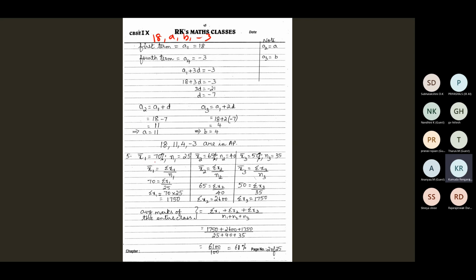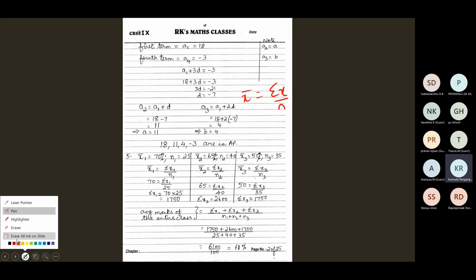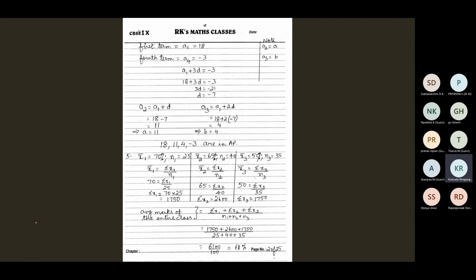So see, children, the average of section A is 70%, section B 65%, section C 50%. So that means mean x bar 1, x bar 2, and x bar 3 are given to you. And the number of students, 25, 40, and 35, so N1, N2, and N3 are given. And what's the formula? X bar is equal to sigma x by n, the sum of all the observations by the number of observations.